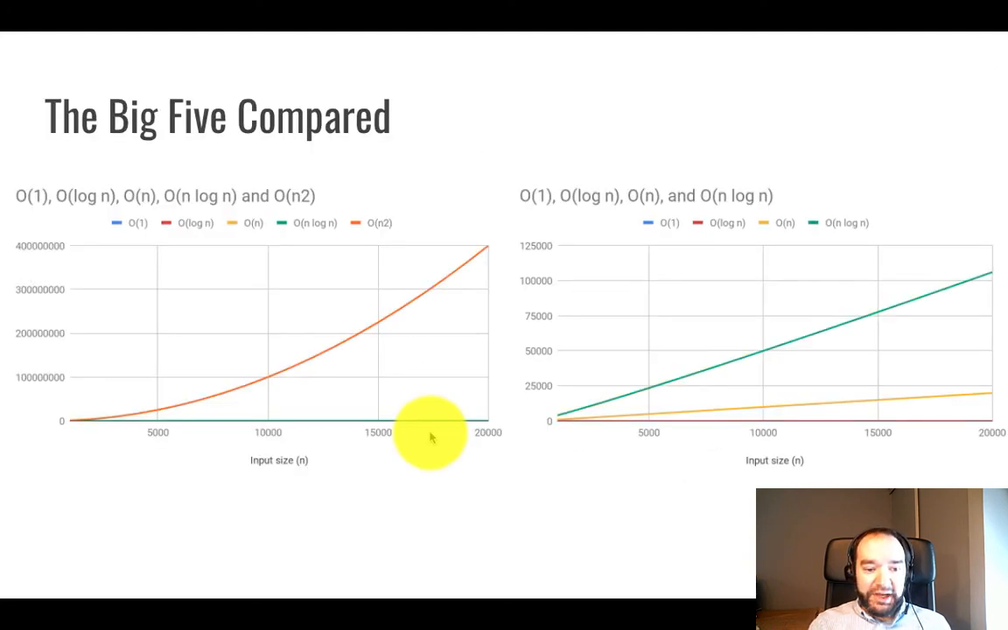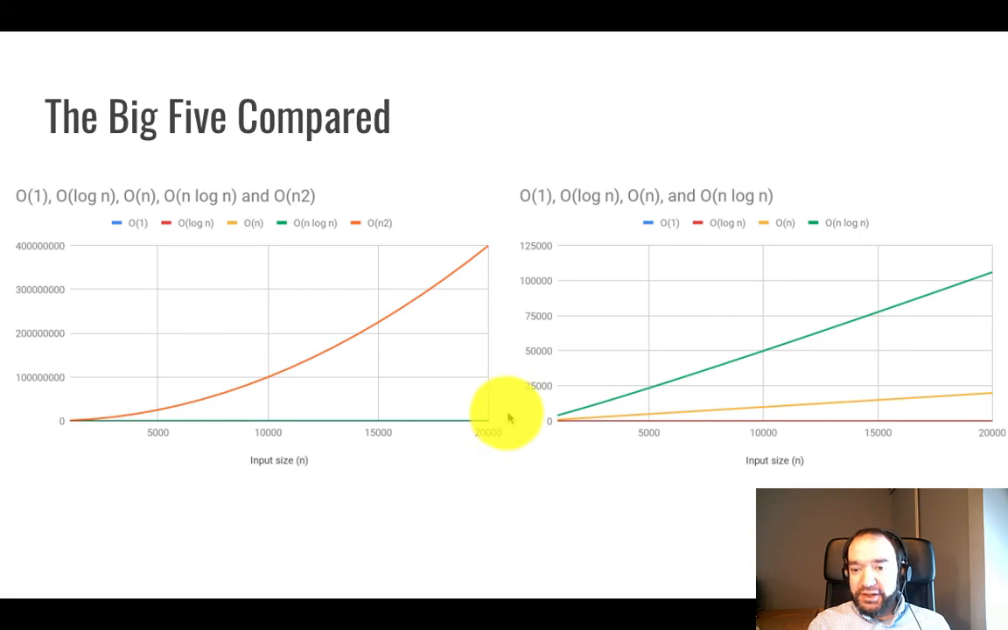Here's the big five compared. What you can see on the left graph is all five of them. And because n squared grows so fast, it's the line in orange, it goes kind of off the charts here, and the other four just appear all on top of each other. They're growing so much slower than big O of n squared that they look indistinguishable.